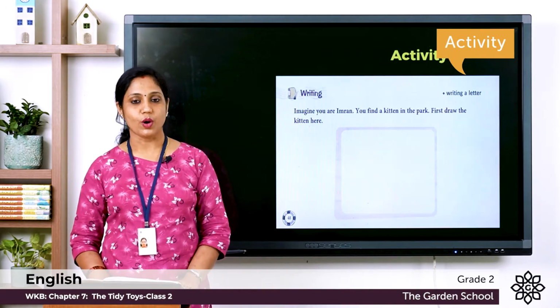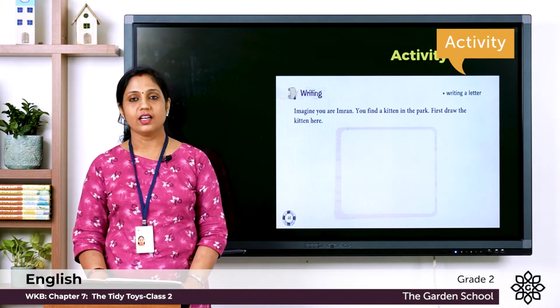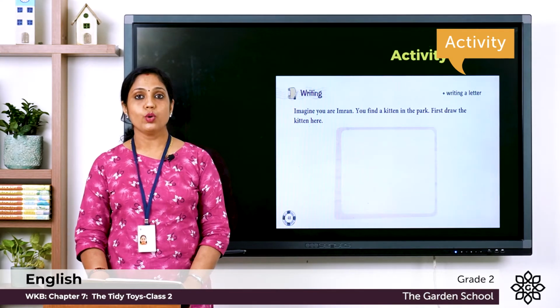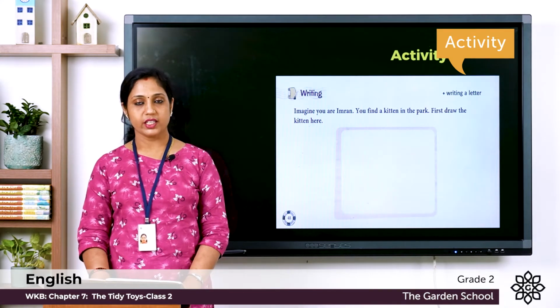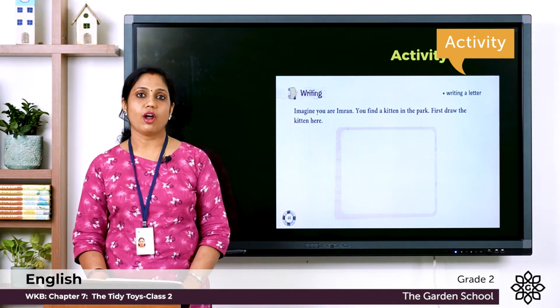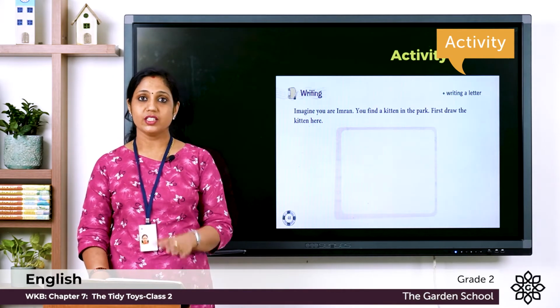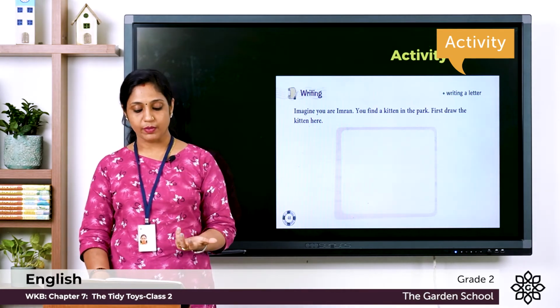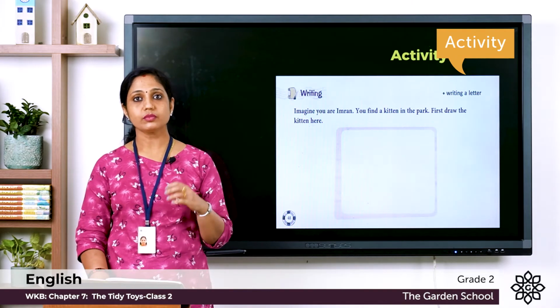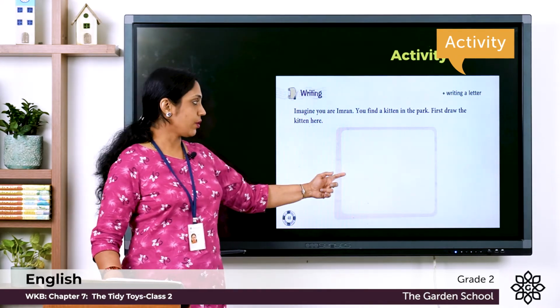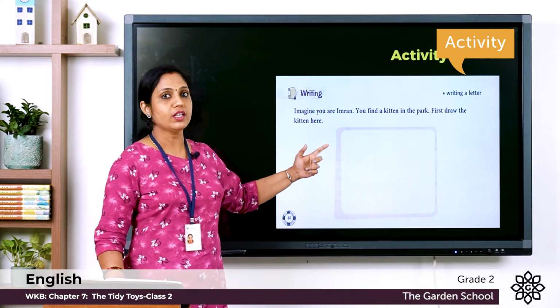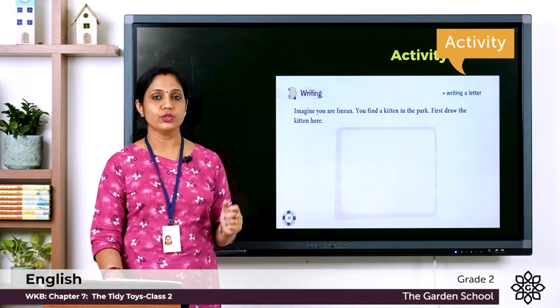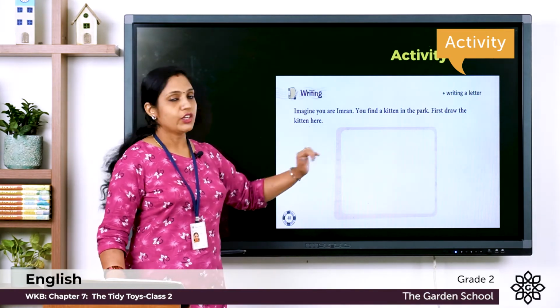Now next, let's move on to writing. Writing a letter. Imagine you are Imran. You find a kitten in the park. First, draw the kitten here. So you have to imagine that you are Imran and Imran finds a kitten in the park. So here, in the space provided, you have to draw a kitten. So this is the activity for you to draw. Here, you need to draw a kitten.